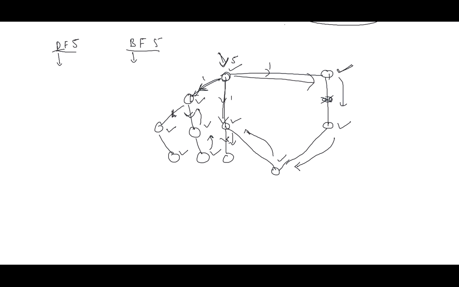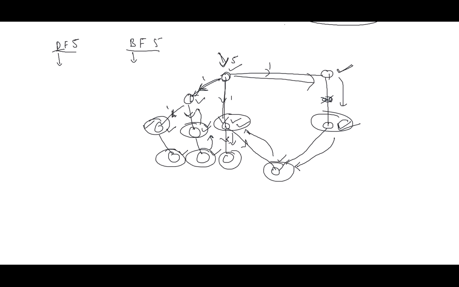Then we can cover all the nodes with distance 2. So we can cover this one, this one, this one and this one. Let me write like this so that you can see all these nodes are at a distance of 2. Then we can cover this one, this one, this one, this one. Okay, so this is covered from here.